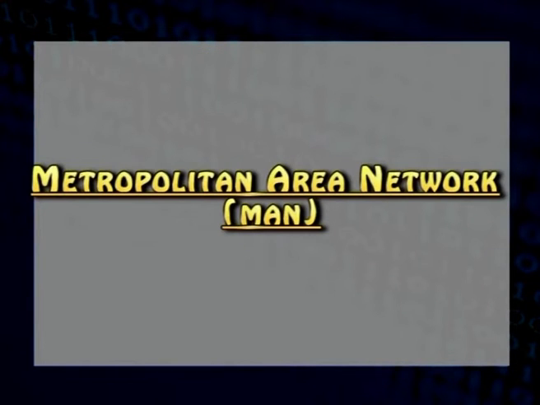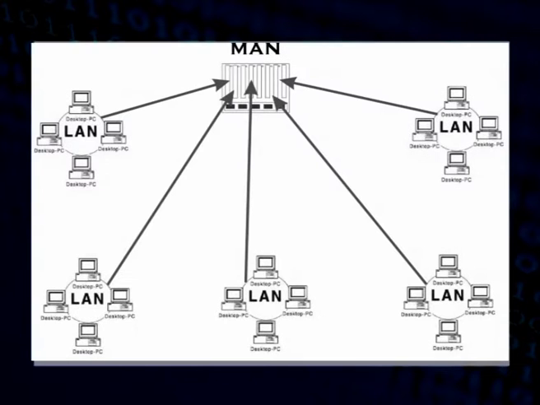Now, metropolitan area network, MAN. MANs are created by linking the networks located at two or more sites within a city. That means we are connecting two or more LANs within the same city. These LANs may use the same type of topology or may be constructed with different types of topologies. Connections can be made using cabling or wireless technologies.